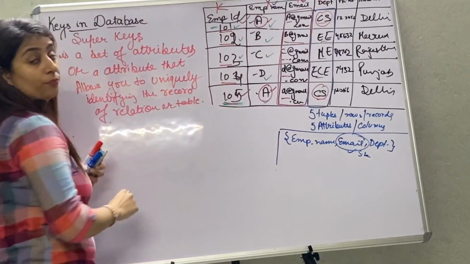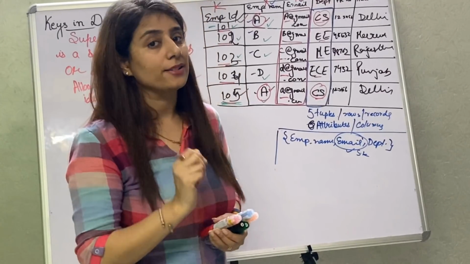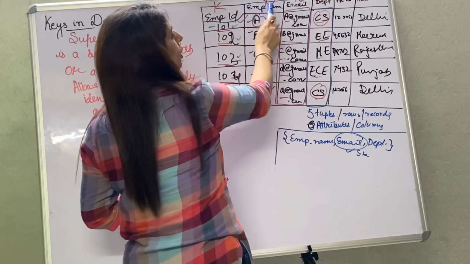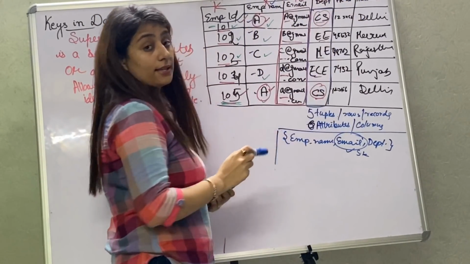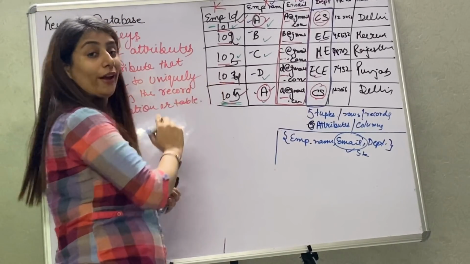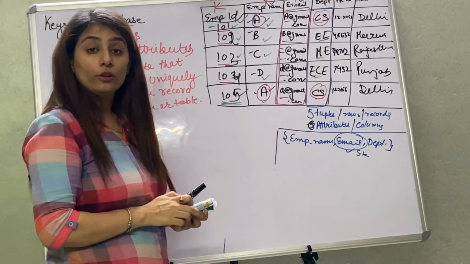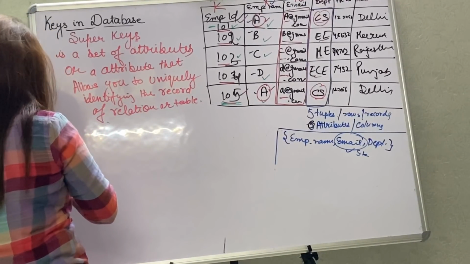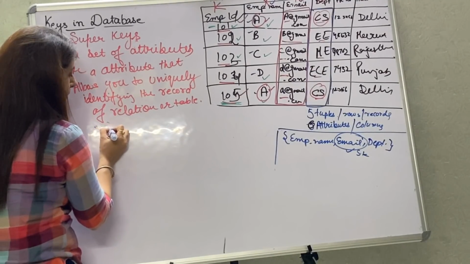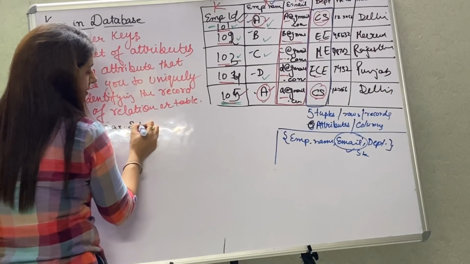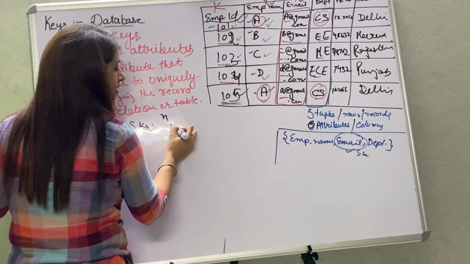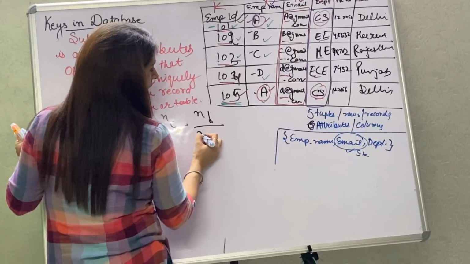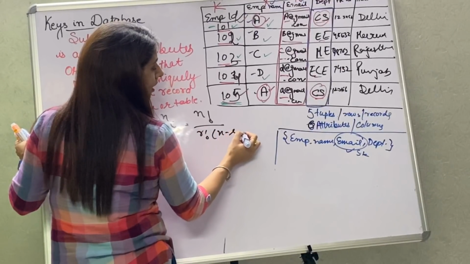This is my relation. Let's see how to calculate the maximum super keys for this relation. How many attributes do I have here? 1, 2, 3, 4, 5, 6. Six attributes, after adding employee ID. So how to calculate it for this relation? We have the formula. Let me write it here: maximum super keys. The formula is nCr, which is n factorial divided by r factorial times n minus r factorial.